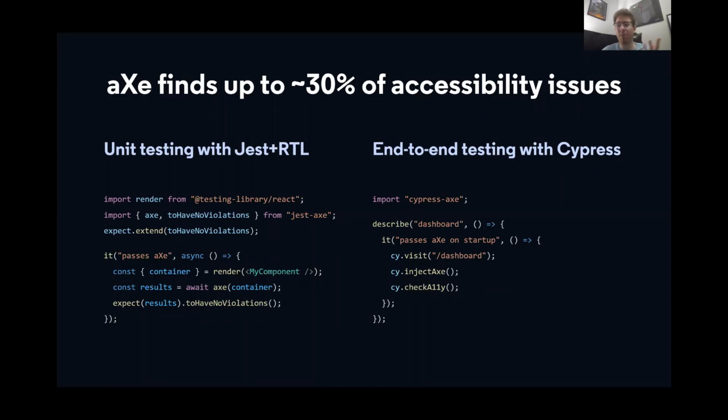So two common ways to integrate Axe. One is at the unit or low level, where you might render a single component and then check that component for Axe issues. Another would be end-to-end testing, where let's say you load an entire page, for example, in this code snippet, the dashboard. And then you try to visit the dashboard and check its accessibility after injecting the Axe runtime into the page, which I think is just the coolest thing ever.